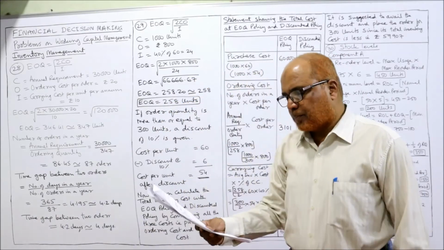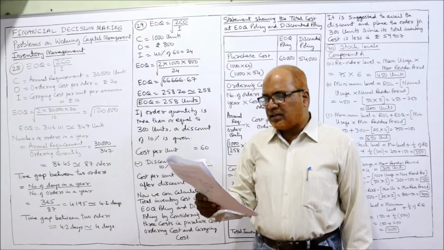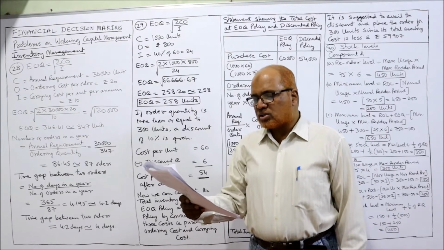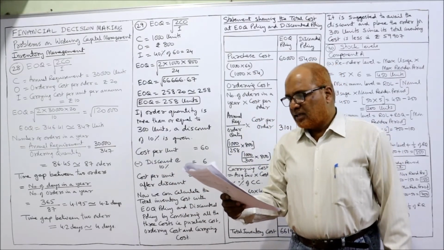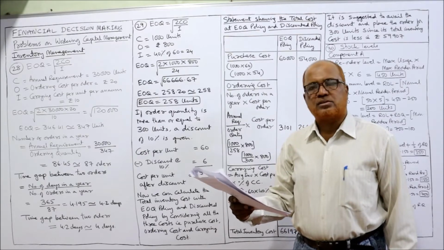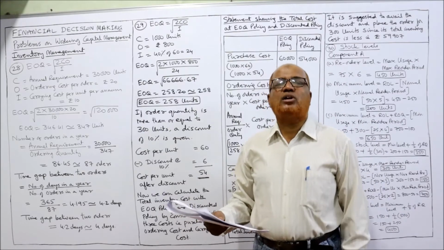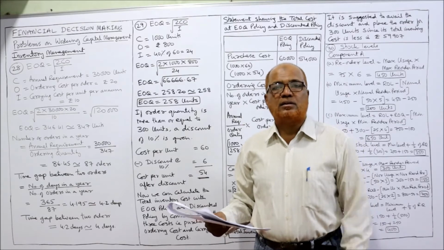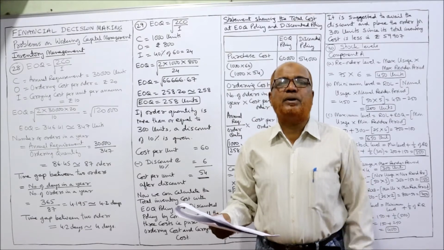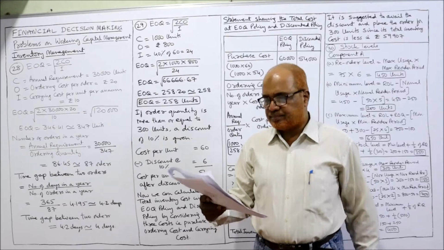Now the 29th problem. A material manager has the following data for procuring a particular item. Annual demand 1000 units. Ordering cost 800 rupees per order. Carrying inventory cost 40%. Cost per item is 60 rupees. So carrying cost is not given in amount, it is given as a percentage, 40% of cost per unit. The cost per unit is 60 rupees. So 60 rupees into 40%, you will get 24 rupees as the carrying cost per unit.